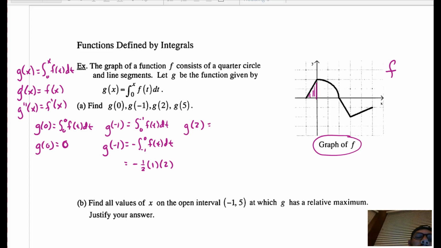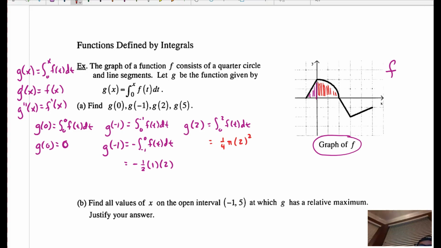G of 2 is the integral from 0 to 2 of f of t dt. So then that's going to be the area of this semicircle or quarter circle. So then 1/4 pi r squared, where the r is 2.